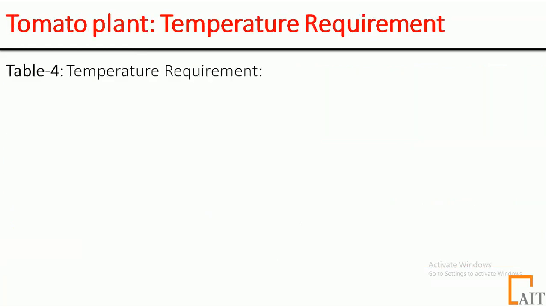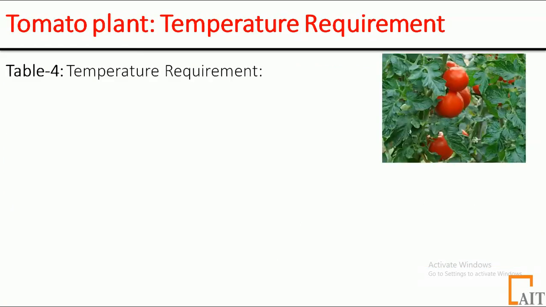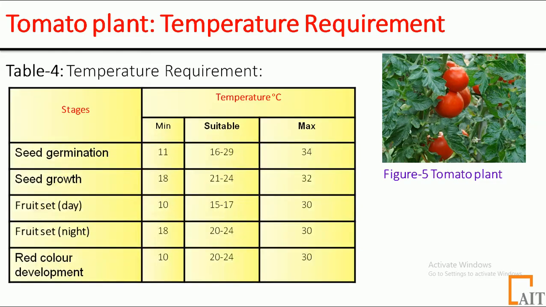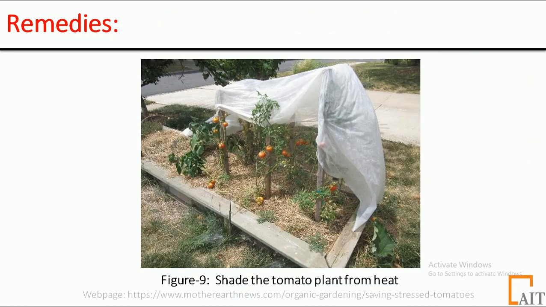So tomato is an important commercial crop, and the temperature requirement for the tomato plant is a minimum of 10 degrees centigrade to a maximum of 34 degrees centigrade, as shown in the table. Temperature affects important processes like seed germination, seed growth, fruit set, and red color development. Agriculturists usually say that to avoid high temperature, you can go for remedies like shading your tomato plant.